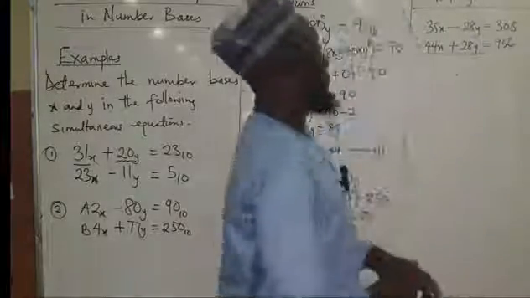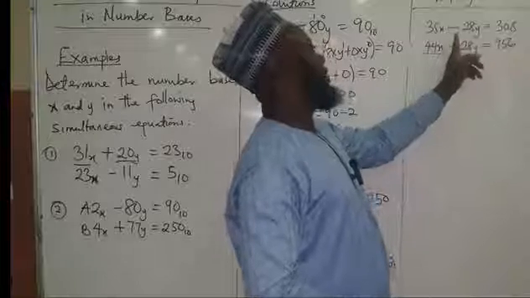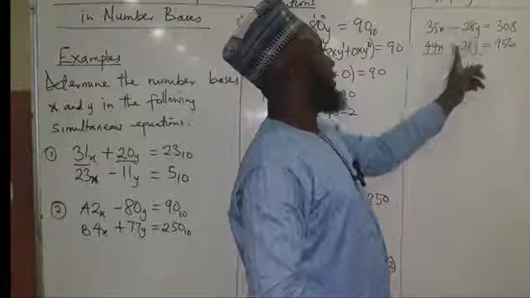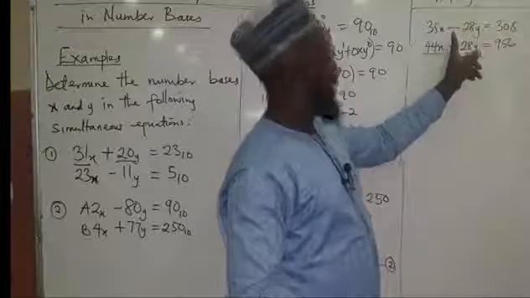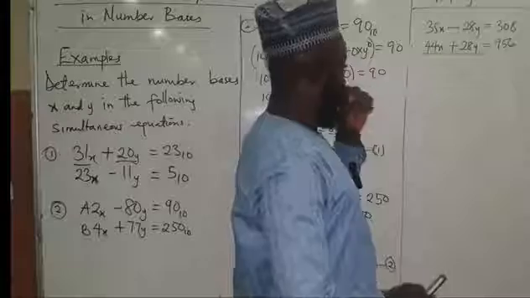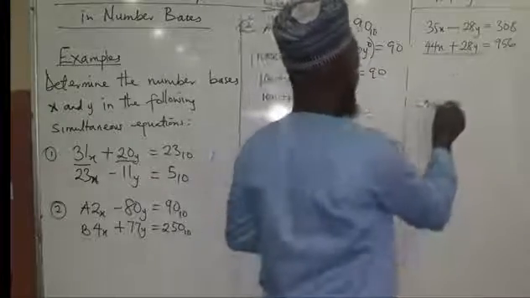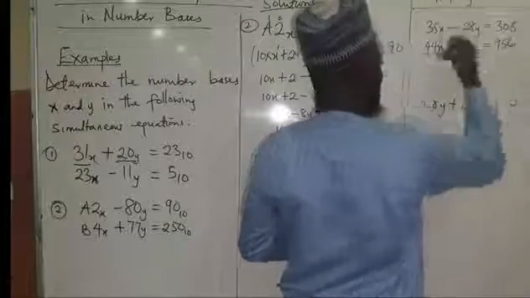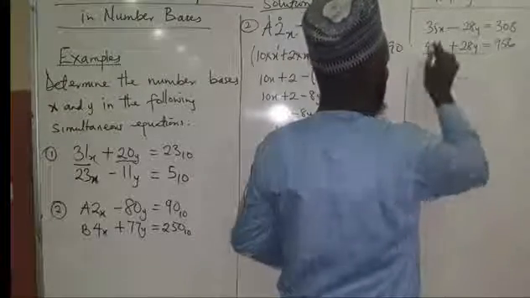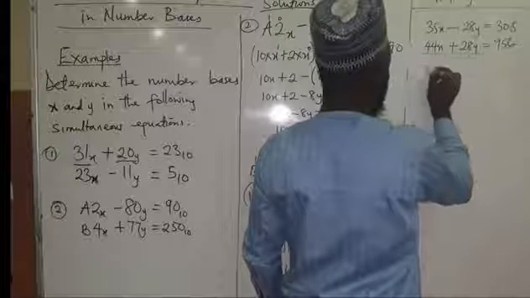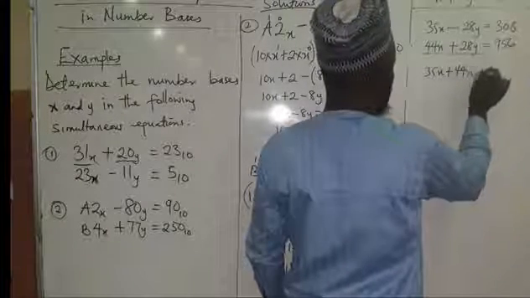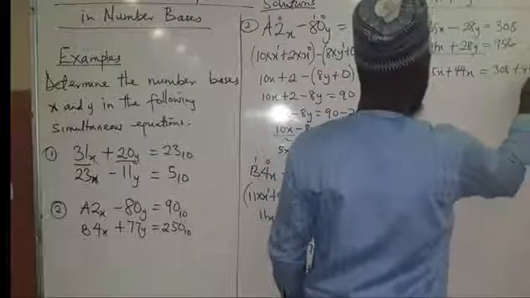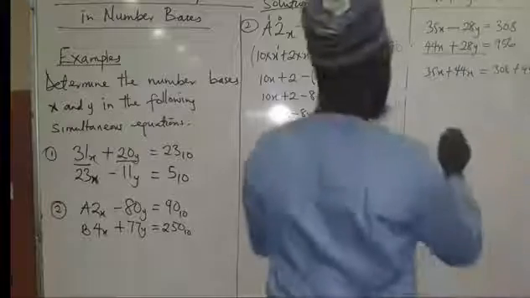Here, since we are eliminating y, the sign before the y terms, this one is negative and this one is positive, which means we're going to add. We add them together, because minus 28y plus 28y gives what? 0. So we want to make it 0, and in that case, we add. So that means 35x plus 44x equals 308 plus 956.